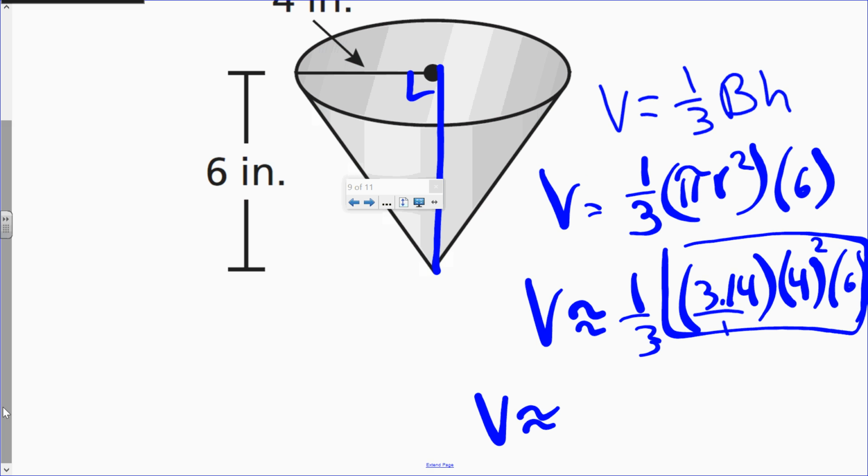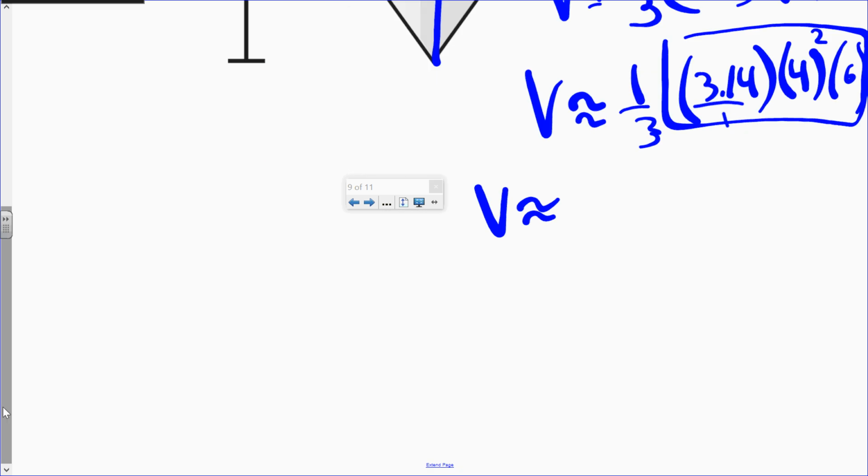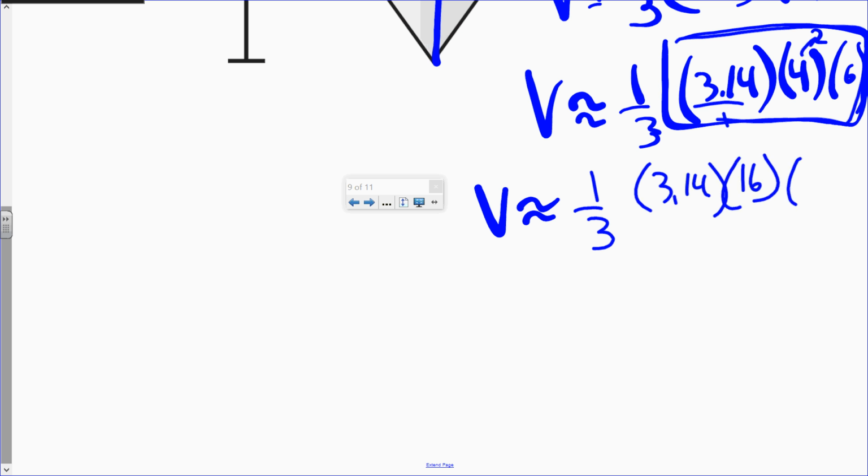All right. So I'm gonna put the 1/3 off to the side right now. Let me multiply all this stuff out. So this is gonna be 3.14 times 16, because 4 to the second power becomes 16, times 6. Let me multiply all that out. I got 301.44.